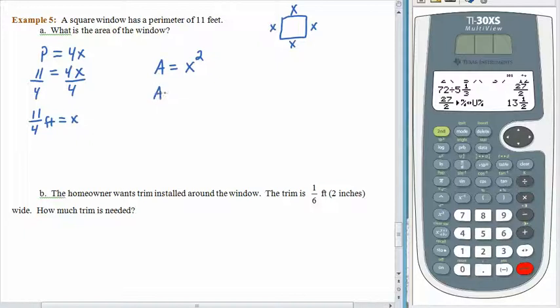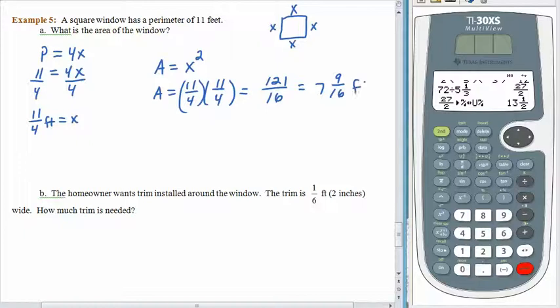So the area is 11/4 for the length, multiplied by 11/4 for the width. That's not so bad. 11 times 11 is 121. 4 times 4 is 16. And then we have to do a little bit of division. 16 goes into 121 7 times with 9 left over.